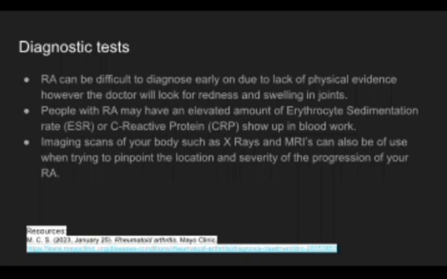RA can be difficult to diagnose early on due to a lack of physical evidence. However, the doctor will look for redness and swelling in joints. People with RA may have an elevated erythrocyte sedimentation rate, or ESR, or C-reactive protein, CRP, shown in blood work. Imaging scans of your body, such as X-rays and MRIs, can also be helpful when trying to pinpoint the location and severity of the progression of your RA.